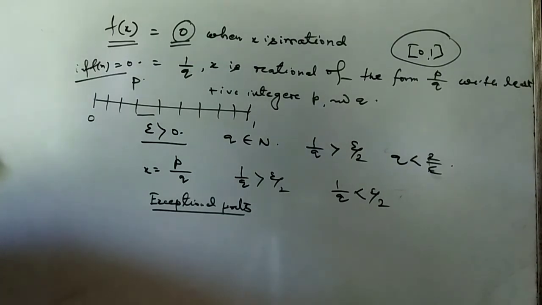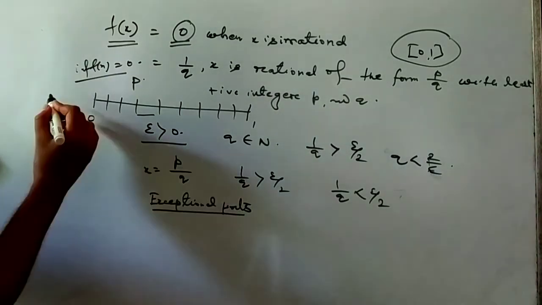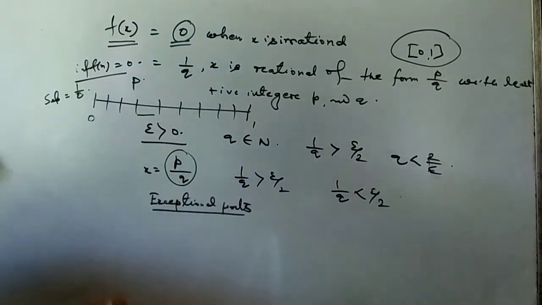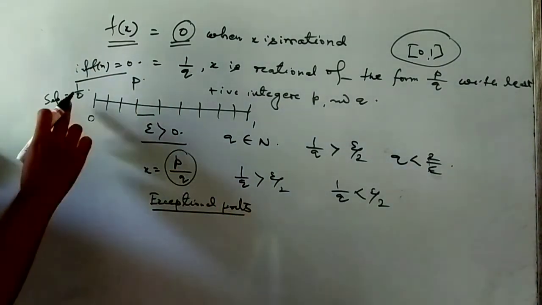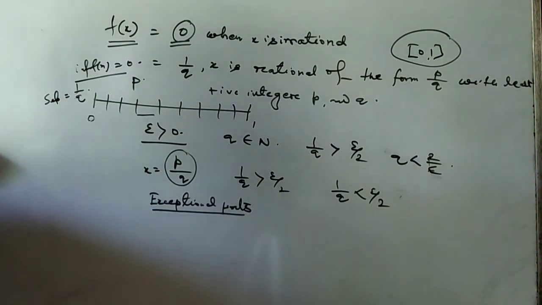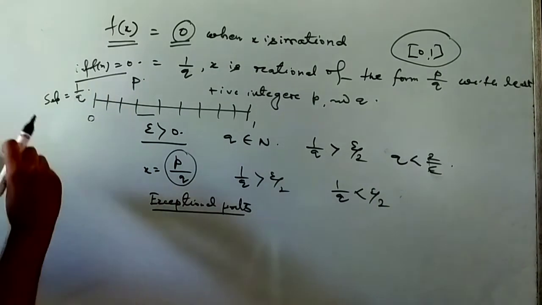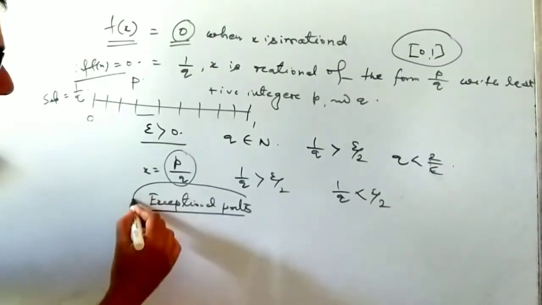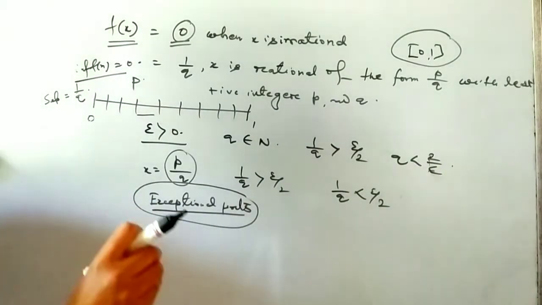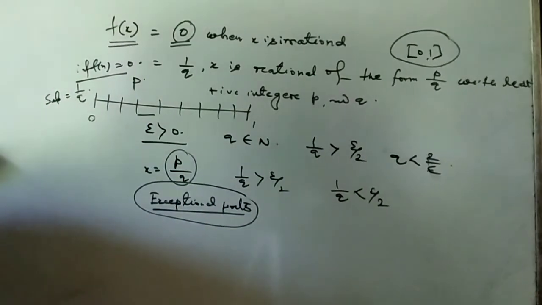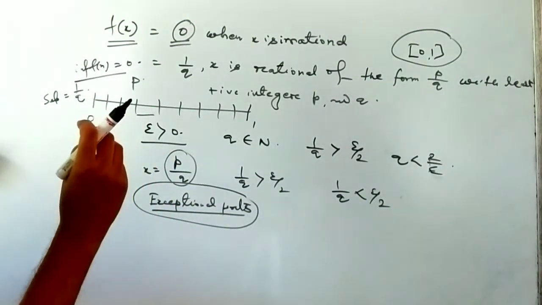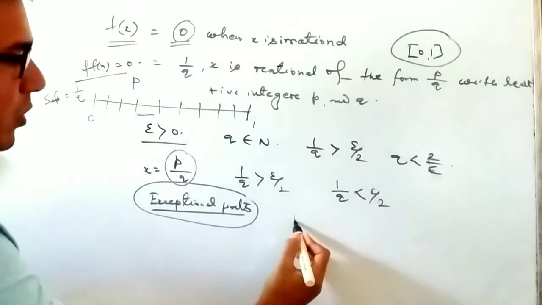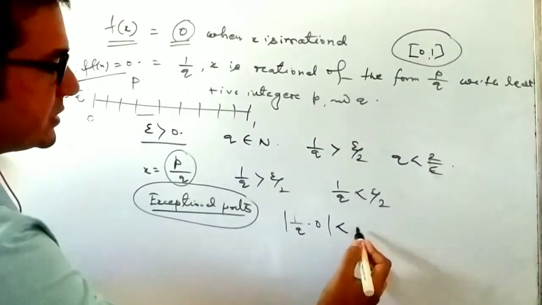And the supremum of f(x) is equal to 1/q, where p/q belongs to this subinterval, the maximum value of 1/q. Now in any subinterval where no exceptional point is included, the oscillation of f(x) in this subinterval is clearly 1/q minus 0, that is less than epsilon by 2.